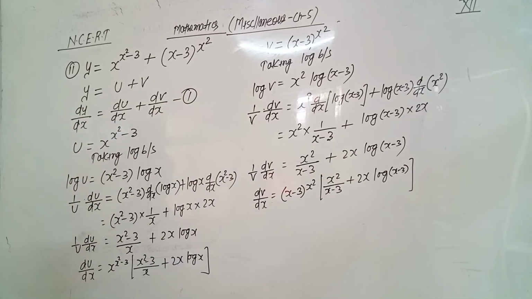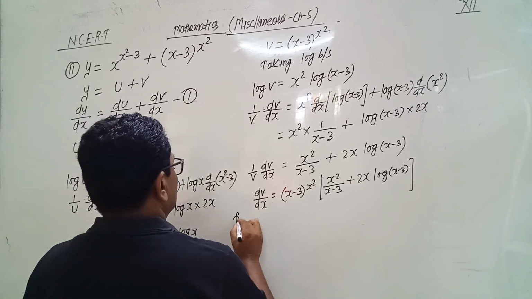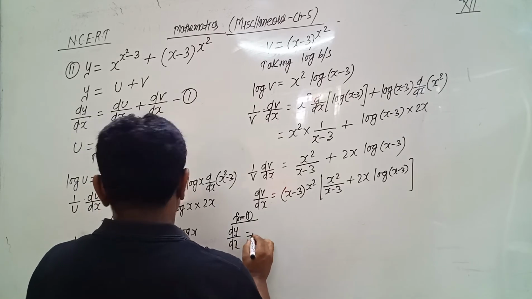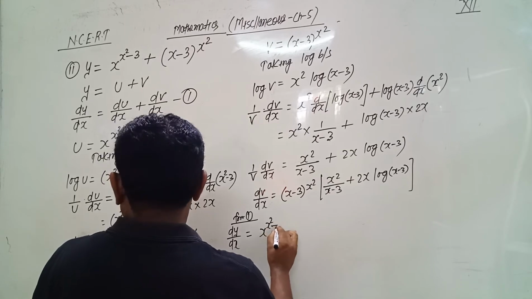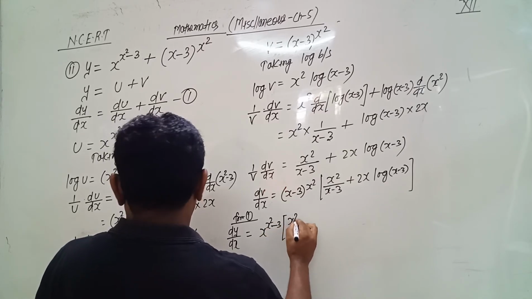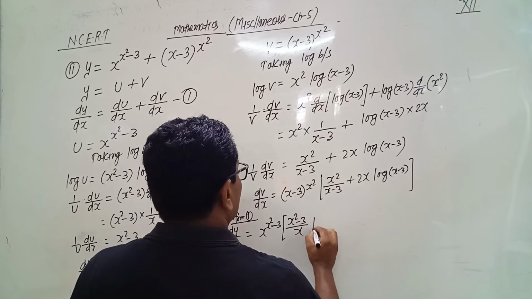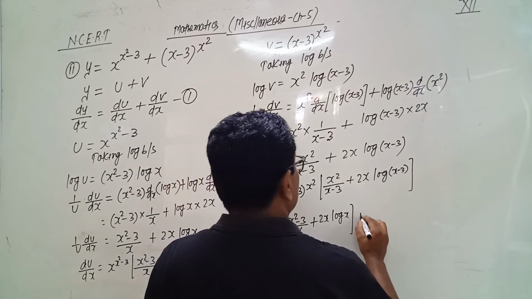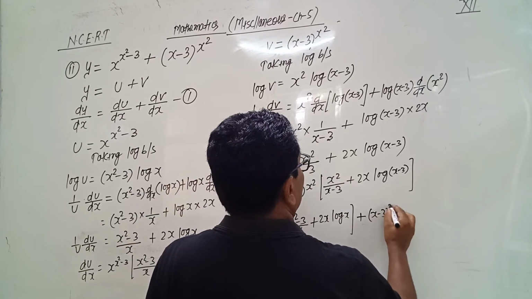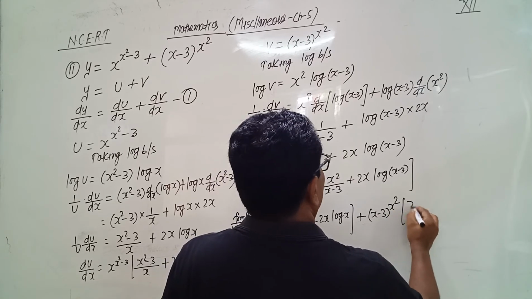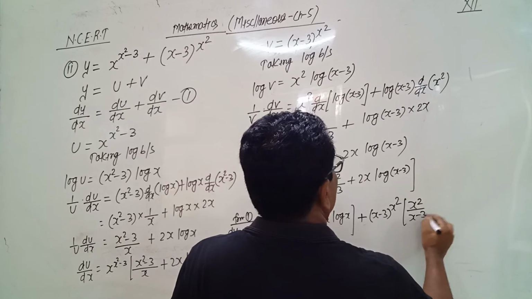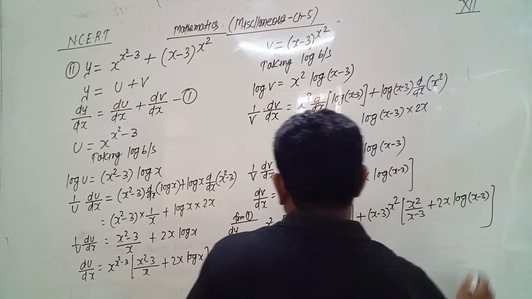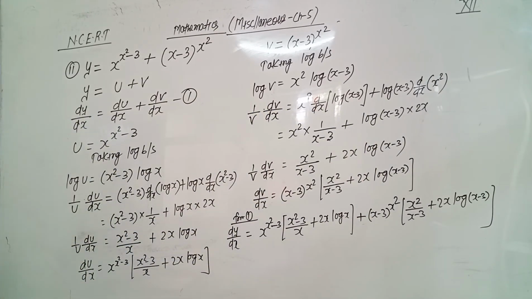Now put the value of du by dx and dv by dx from first. So dy by dx equals the value of du by dx, x raised to the power (x square minus 3), then (x square minus 3) by x plus 2x log x, then plus (x minus 3) raised to the power x square, and again x square by (x minus 3) plus 2x log (x minus 3). So this is the final result, dy by dx.